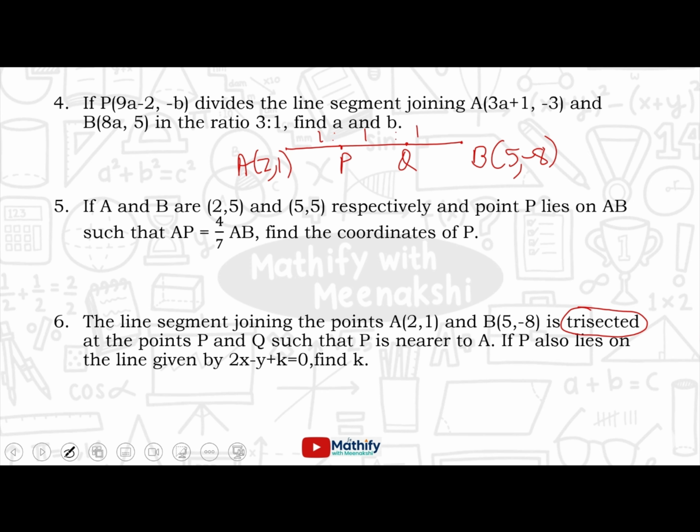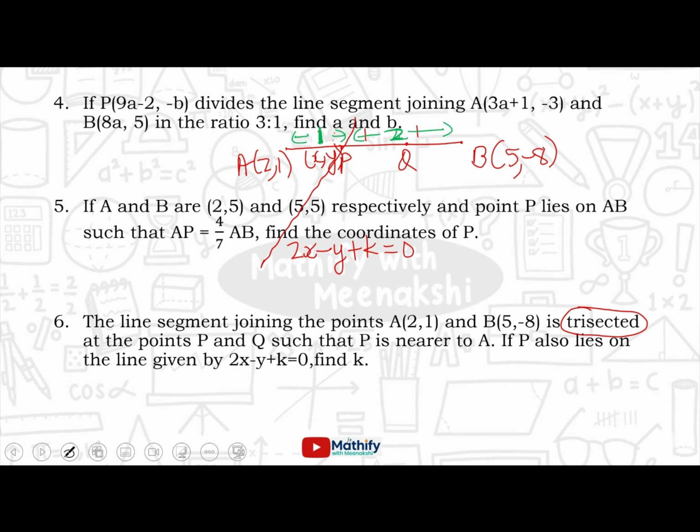That means trisected. Now it's given that P lies on the line whose equation is 2x minus y plus k equal to 0. If P lies on this line, you can take this point as xy, and this xy will satisfy the equation 2x minus y plus k equal to 0. We have to focus on P here, so you will find the ratio for P only. You will ignore Q for a minute. Here it's 1 part and here 2 parts, so your ratio is 1 is to 2.